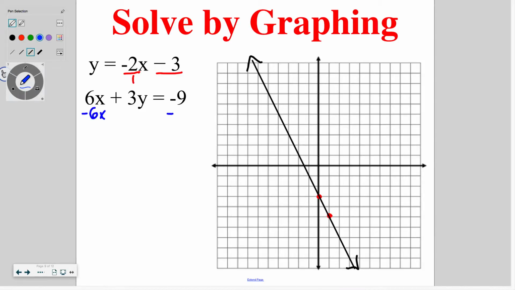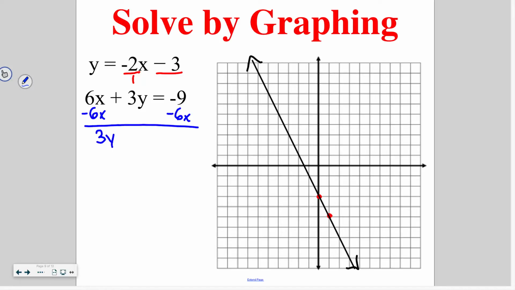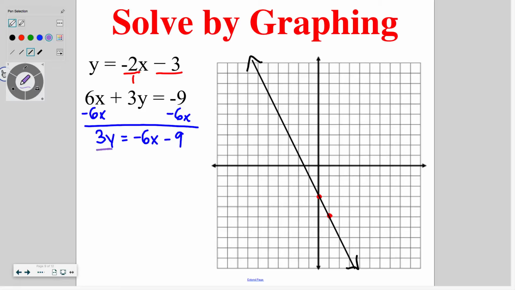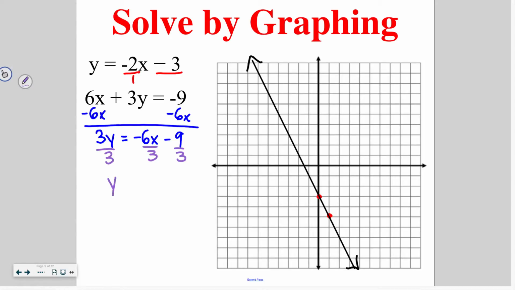First step is subtracting 6x from both sides. So I end up with 3y is equal to -6x minus 9. And then I'm going to go ahead and divide everything by 3, making sure when you are dividing that each of the separate terms is divisible by 3. So we got y is equal to -2x minus 3.